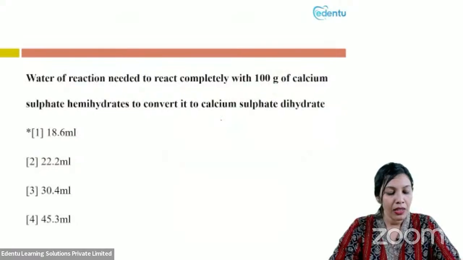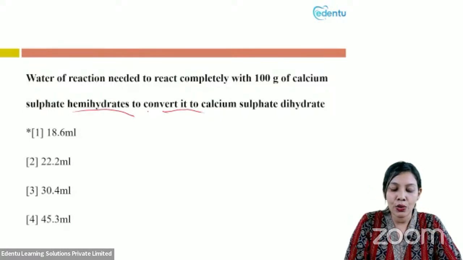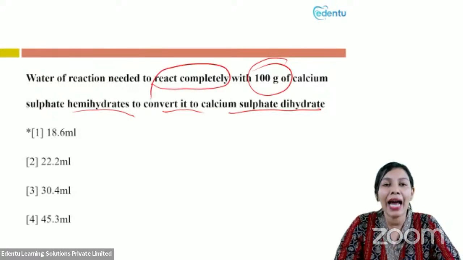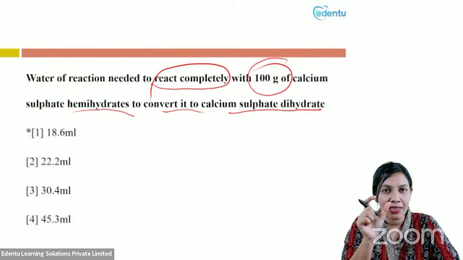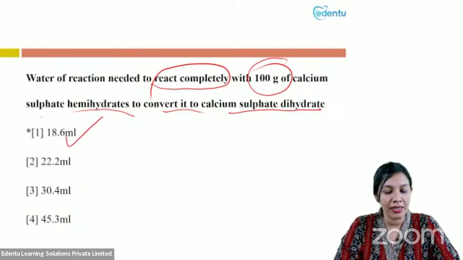Okay. You can see this question that was asked in a previous NEET MDS. What is the water of reaction needed to react completely with 100 gram of calcium sulfate hemihydrate to convert it into calcium sulfate dihydrate? See, for 100 grams, what is the water needed for complete reaction? The question says it is not excess, it is complete. So we know that the water of crystallization is 18.6 ml. That is the answer.